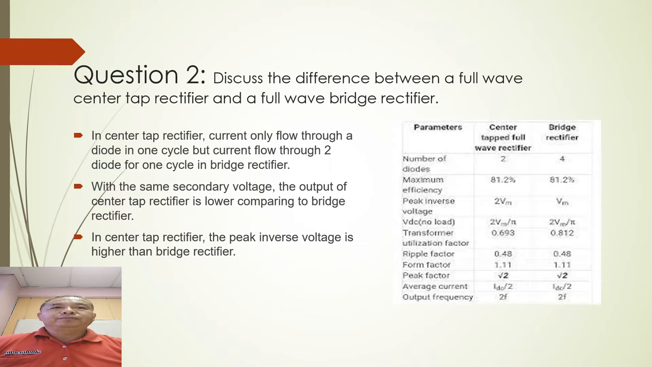Discuss the difference between a full wave center tap rectifier and a full wave bridge rectifier. In a center tap rectifier, current only flows through one diode in one cycle, but the current flows through two diodes in one cycle in a bridge rectifier. With the same secondary voltage, the output of the center tap rectifier is lower compared to the bridge rectifier.